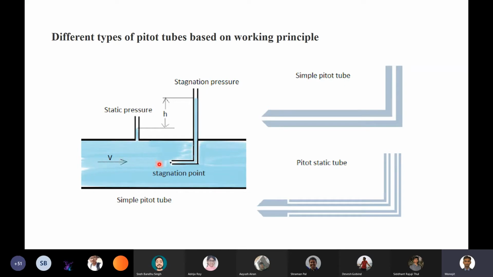Now, after it reaches an equilibrium, when this height is not changing at all, what is happening? The fluid particles that are coming and hitting this section come to a velocity equal to 0, because this fluid has nowhere to go. It reaches an equilibrium. So the entire kinetic head is converted into a pressure head, and that pressure we are designating as stagnation pressure because here the velocity is equal to 0.